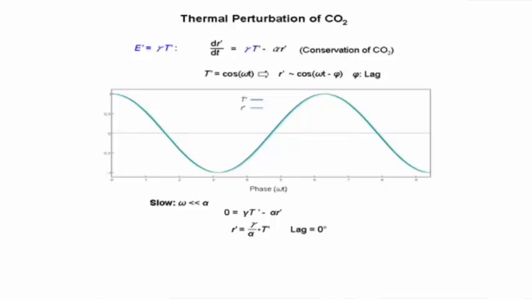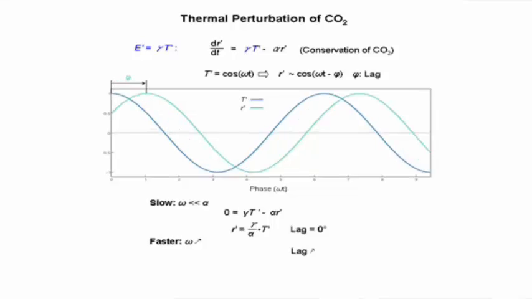As the frequency is increased, CO2 has diminished opportunity to catch the drifting equilibrium level. CO2 then develops a lag behind temperature. As the frequency is increased, the lag is increased.